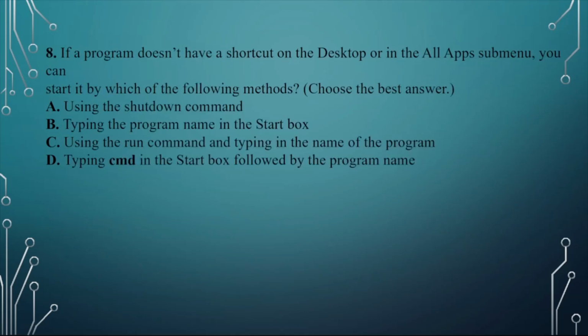Question number 8. If a program doesn't have a shortcut on the desktop or in the all apps submenu, you can start it by which of the following methods? Choose the best answer. A. Using the shutdown command. B. Typing the program name in the start box. C. Using the run command and typing in the name of the program. D. Typing CMD in the start box and followed by the program name.